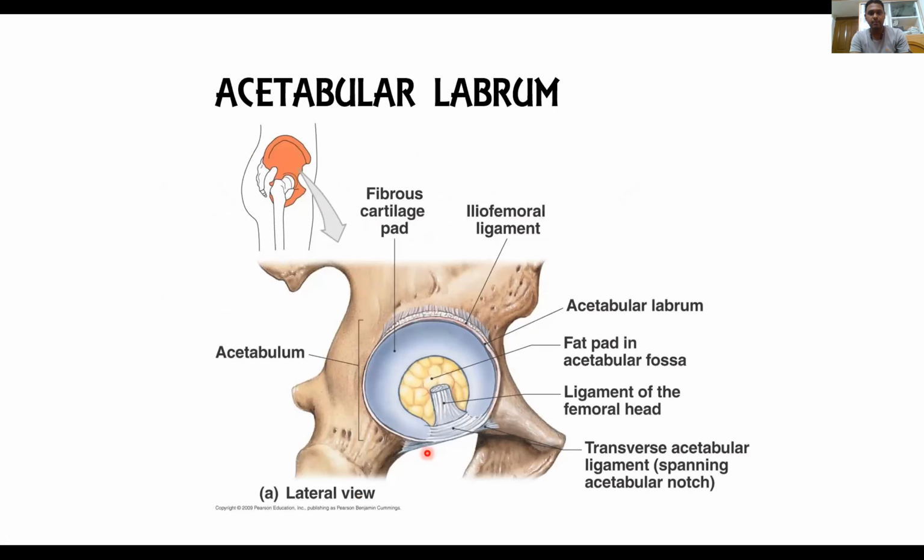Going to the acetabular labrum, you can see this is the acetabular labrum and this is the acetabular fat pad. You can see the ligament of the femoral head, or ligamentum teres. You see here there is a ligament called the transverse acetabular ligament. It is very important in doing total hip arthroplasty for cup inclination. This is the importance of TAL.